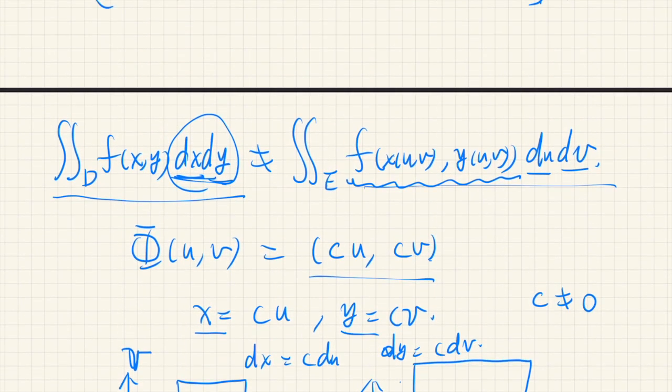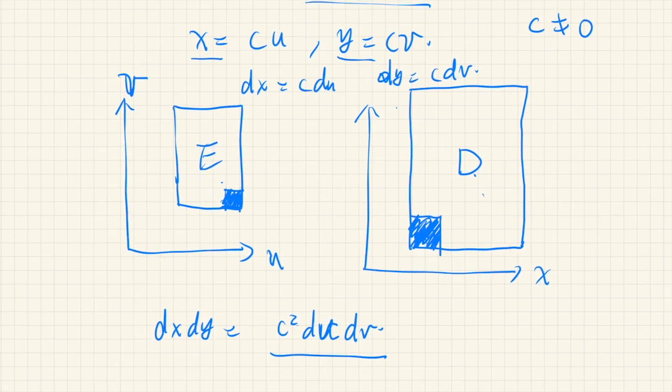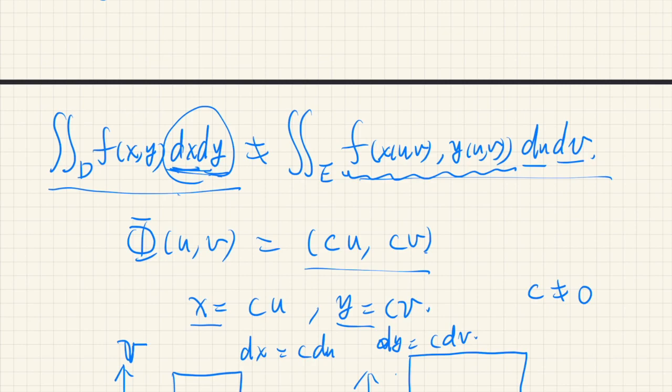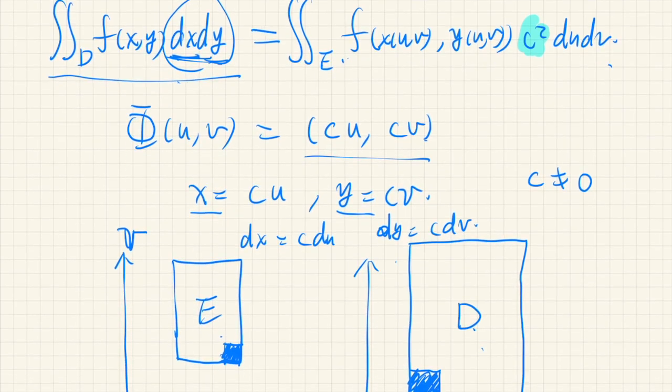So if we replace dx dy by this, then instead of du dv directly, we should have c squared du dv. Then they are equal. What was missing was this factor. This is the case when we have this mapping.